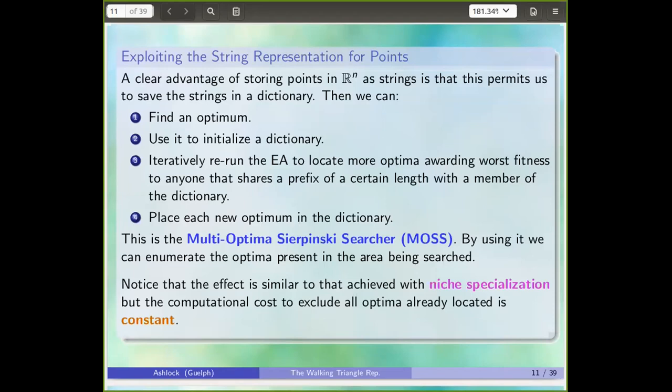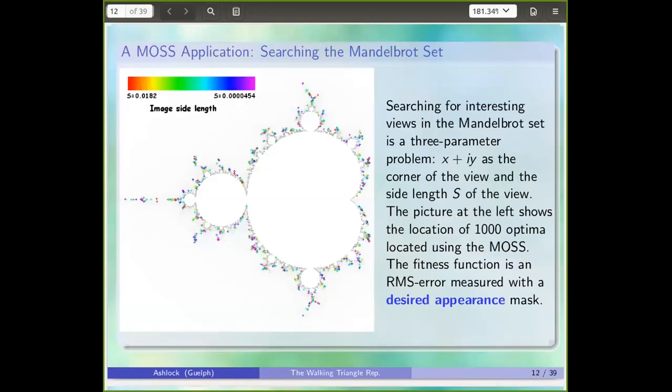That's wonderful. So here is a test problem. You probably recognize the Mandelbrot set. And the Mandelbrot set has all sorts of cool fractals inside it. My representation is x, y, and s. So x plus i y is a corner of the fractal I'm looking at, and s is the side length. And that picture at left shows the location of 1,000 optima located using MOS, with the fitness function being RMS error with the desired appearance mask.